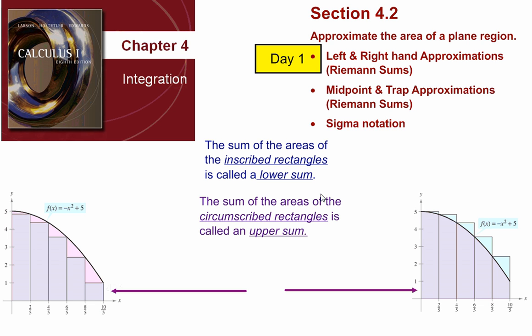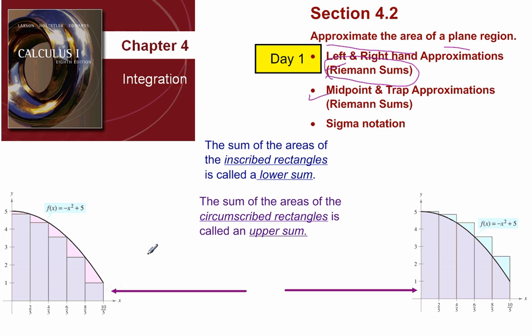So I'd like to walk through with you a method that we're going to work on for how to approximate the area of any plane region, meaning any two-dimensional area. So we're going to look at left-hand and right-hand approximations today. It is known as the method of Riemann sums. And then tomorrow, when you're back with us, hopefully you can follow along with the midpoint and trapezoid methods.